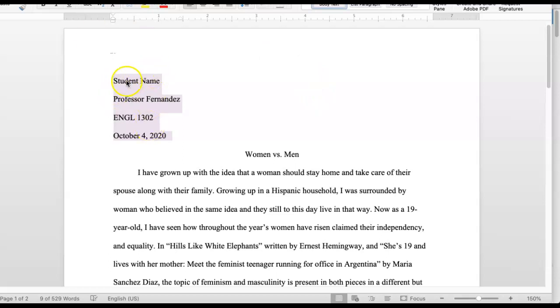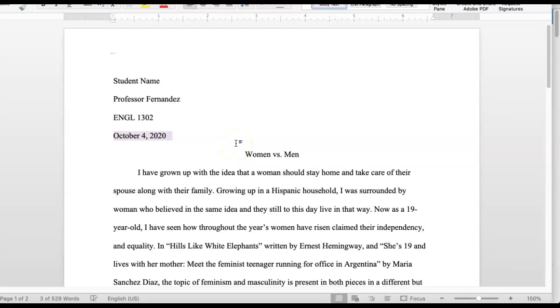You're going to put your name, first name, last name, your professor's name, and my name is Professor Fernandez. Do not use my first name. I will automatically count points off for that. You're also going to want to put what your class is. I know that it's 1302, but if I've asked you to put your last 4 digits of your class number there for whatever reason, please do so. And of course, write down your date.